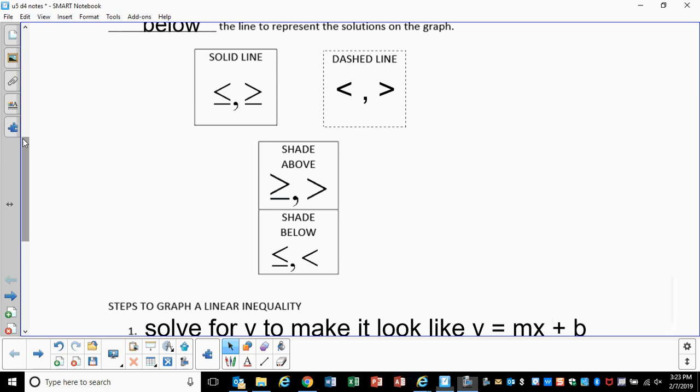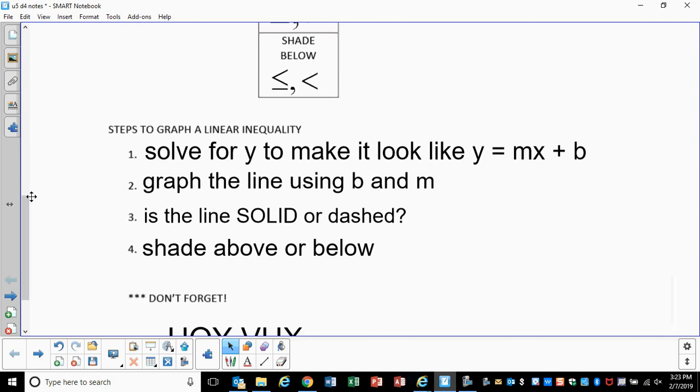Okay, so steps to solving graphs. Sorry if I stopped and started a weird thing. I paused the video. Anyway, so 4 steps.